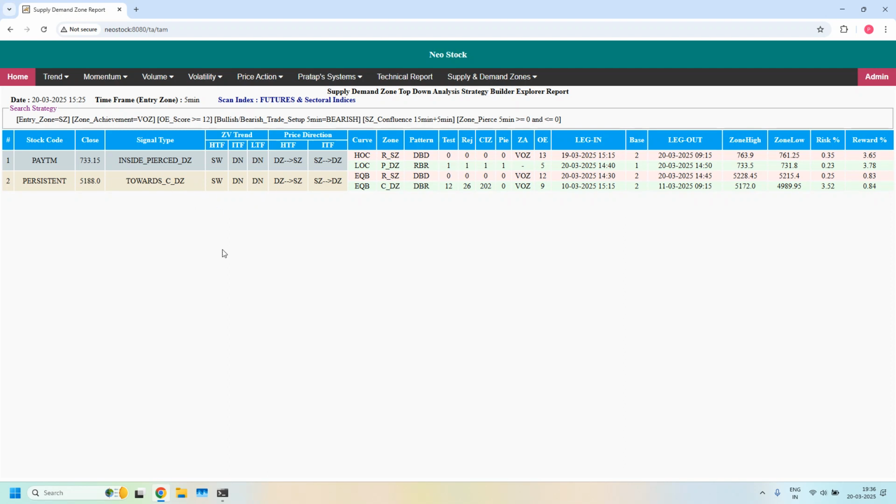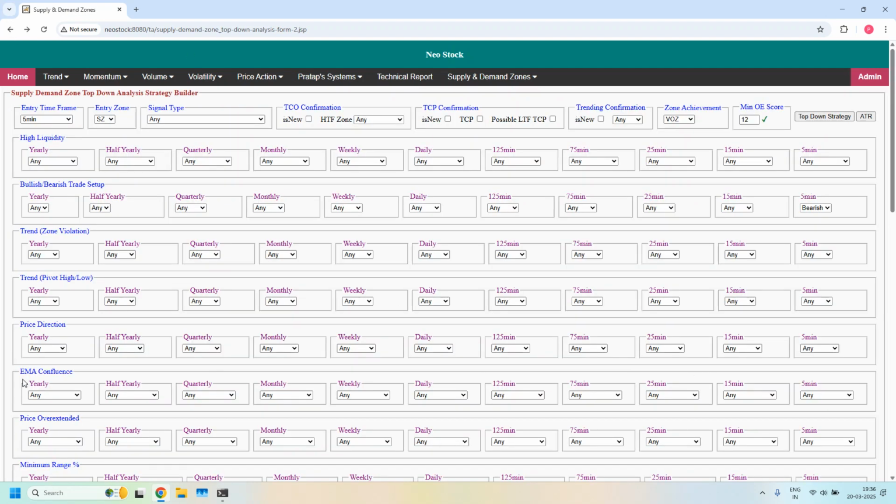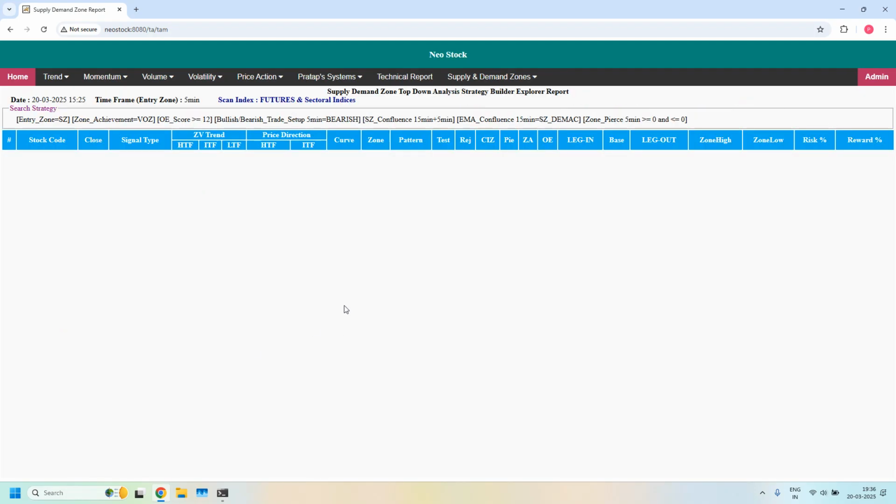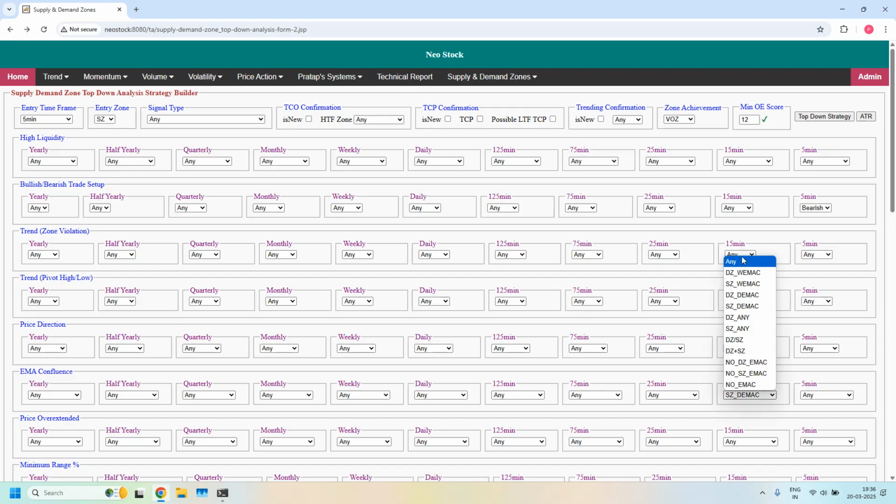Let's check if any of these 2 stocks are having 15 minute supply zone with daily EMA confluence. 15-minute supply zone with daily EMA. We don't have any stocks. Next, out of the two, let us check how many are having even HTF confluence. Removing EMA filter.